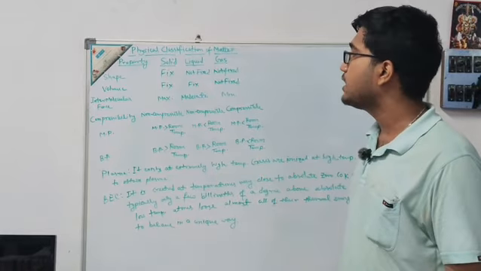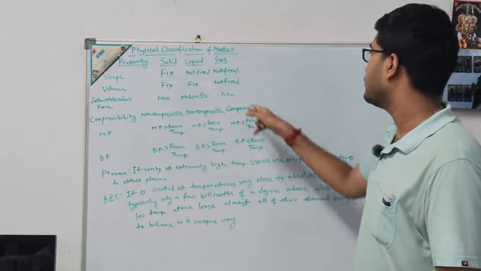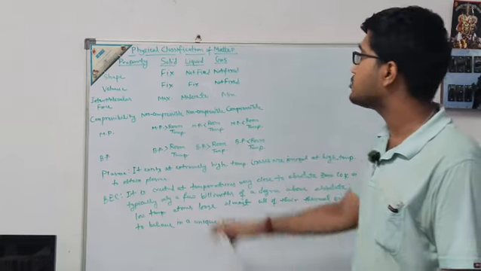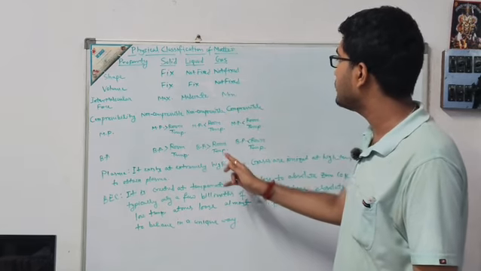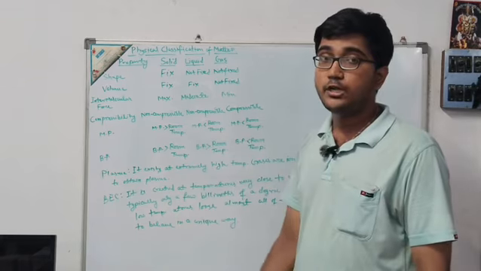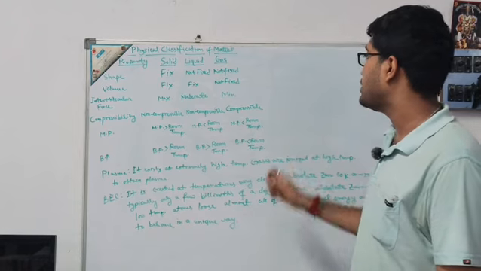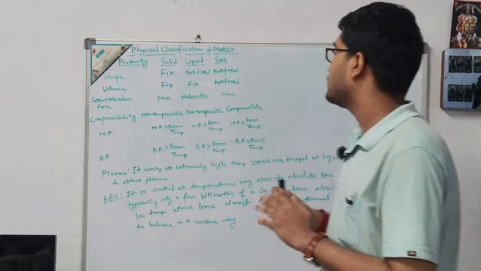For liquids, the melting point is less than room temperature, that's why it melts and forms a liquid. Gases also have a melting point less than room temperature. Coming to boiling point, solids have a boiling point above room temperature, liquids also have a boiling point above room temperature, but gases have a boiling point below room temperature. Now these are the facts about the 3 states.